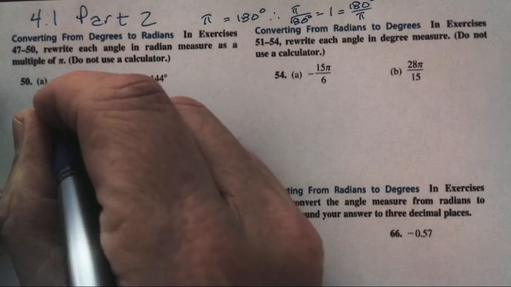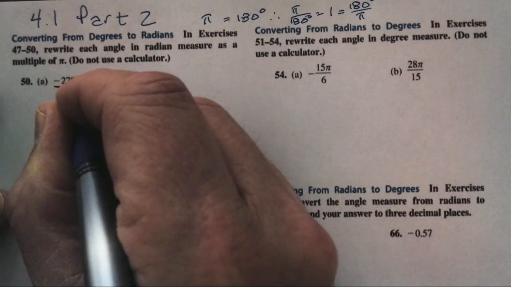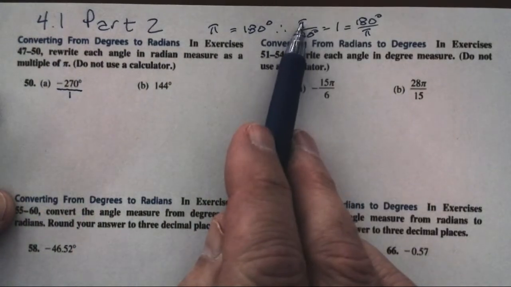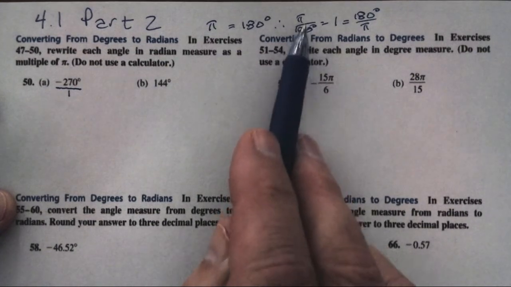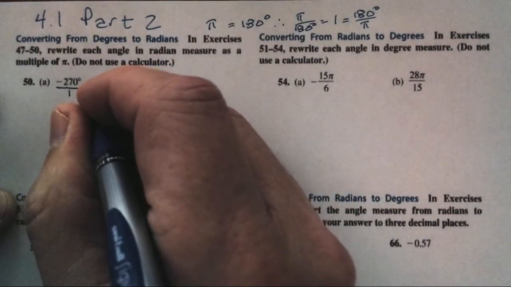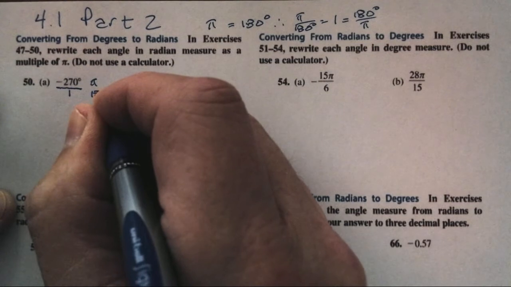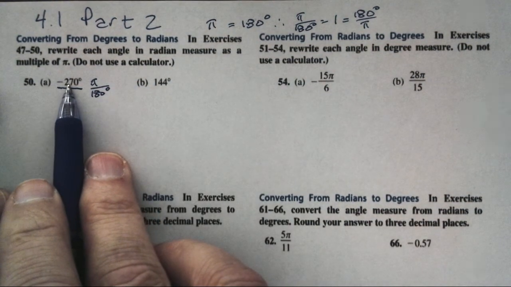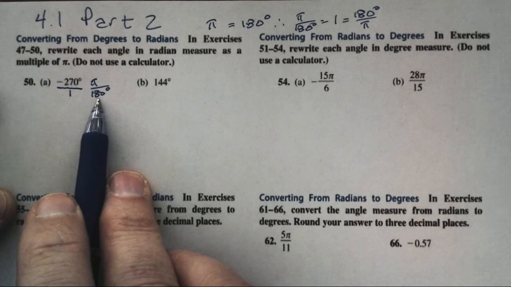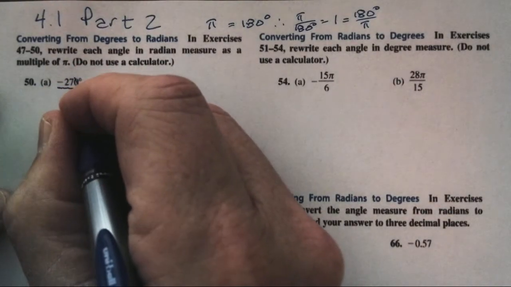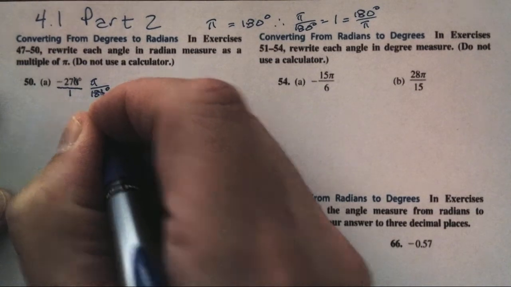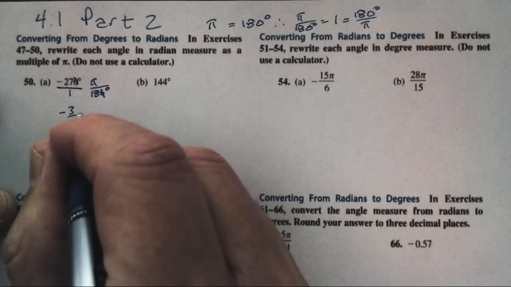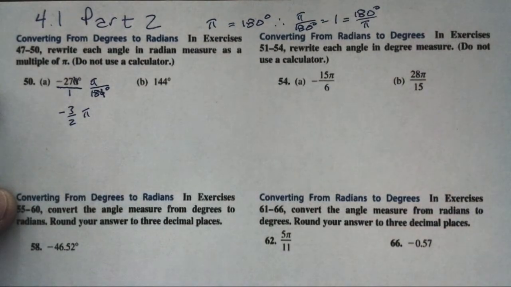I'm going to put this negative 270 degrees on 1, and if I want to change to radians, I need to introduce radians while canceling degrees. I want to use this option, so times pi on 180 degrees. We could do this with a calculator and take negative 270 divided by 180 and do a math fraction, but this simplifies pretty easily. Cross cancel the zeros, 27 and 18 reduced by 9, to negative 3/2 pi.